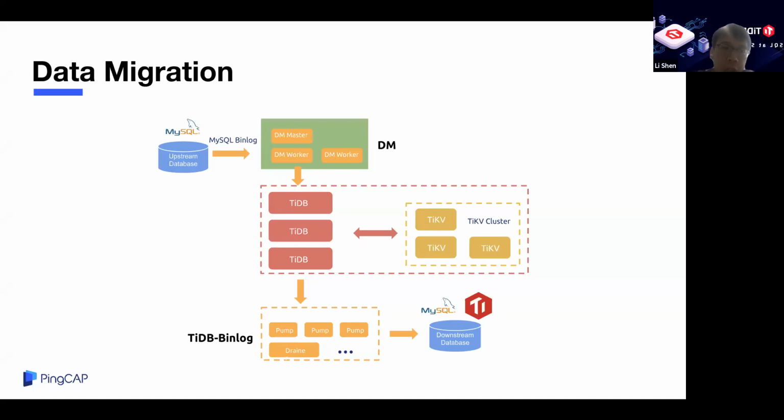For example, with DM, our migration tool, you can get the MySQL bin log from upstream MySQL. So DM acts as a MySQL slave to get the bin log from the MySQL upstream instance and inserts data into the TiDB cluster. And we also provide a bin log service in the TiDB cluster, which means you can get the data change from the TiDB cluster and push the data change to the downstream.